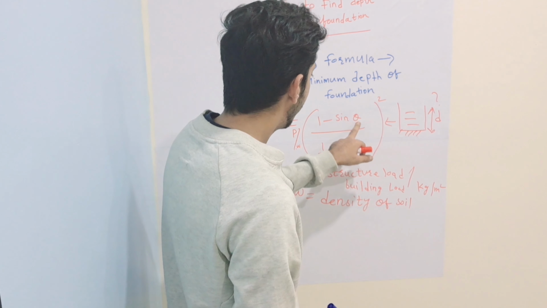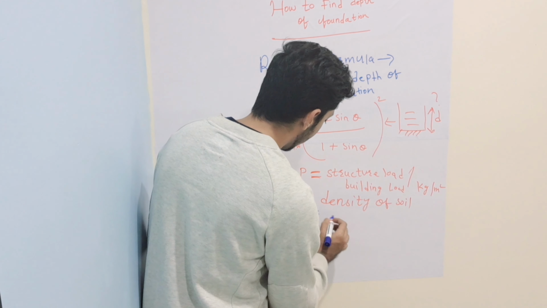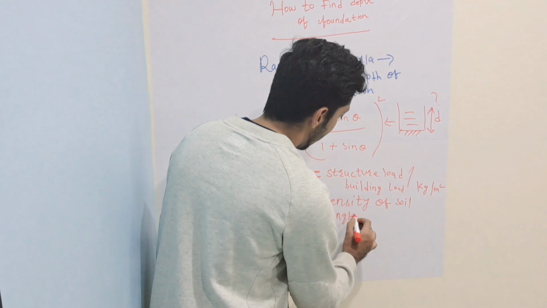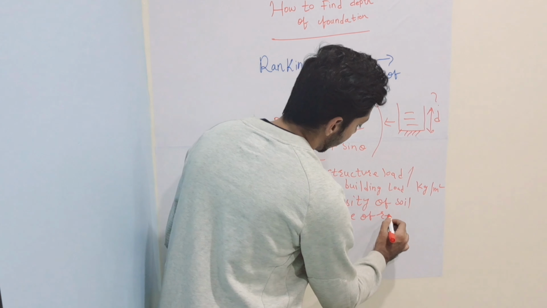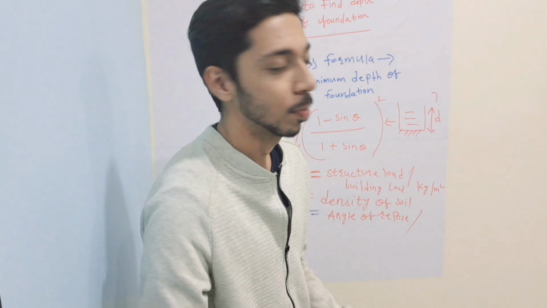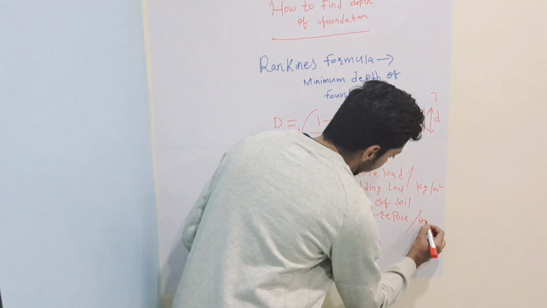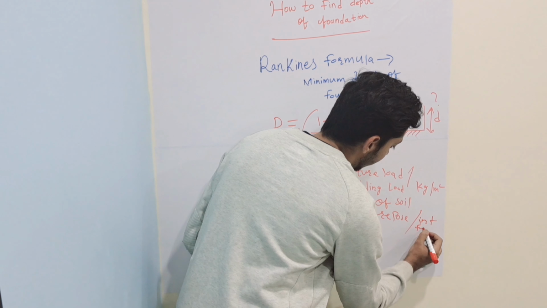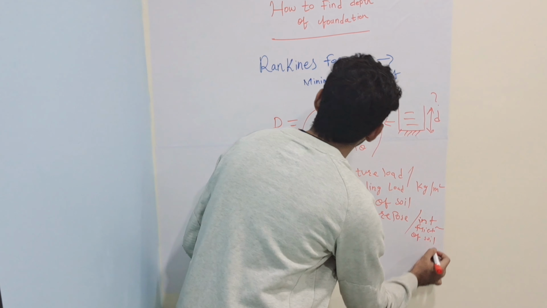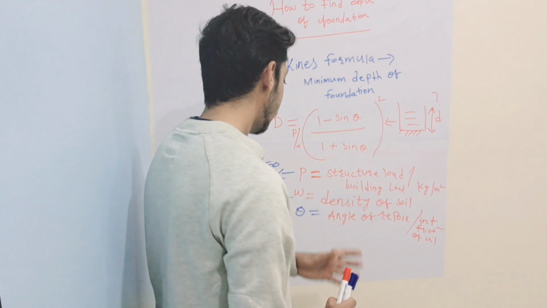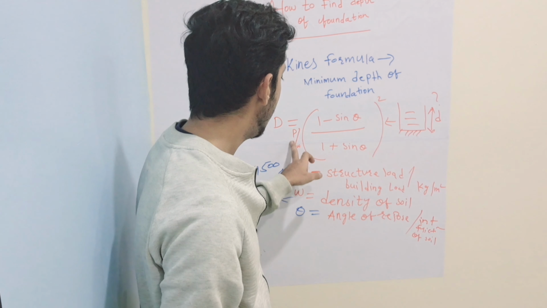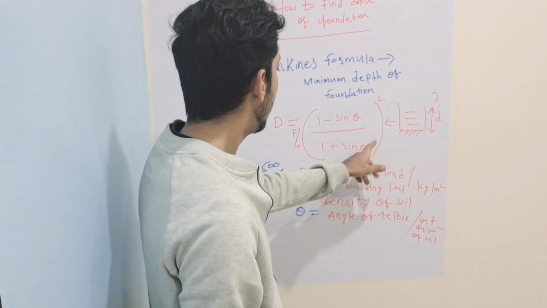Then what is theta here? Theta is angle of repose, or internal friction of soil. So you know what is P, what is W, and what is theta. P, W, theta. That's it, completed.